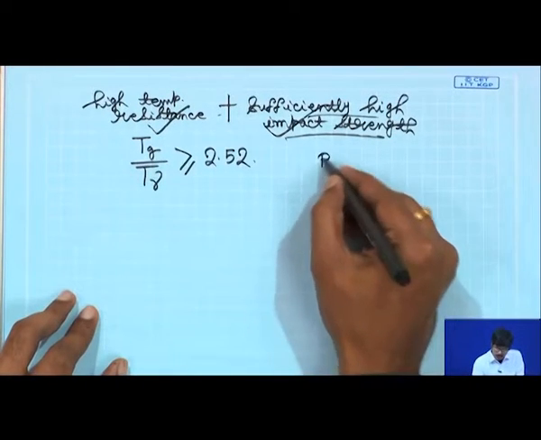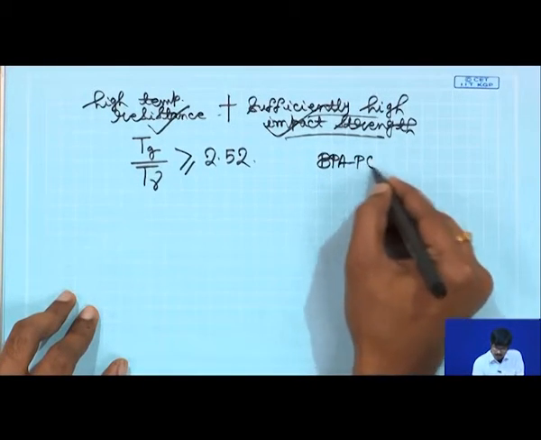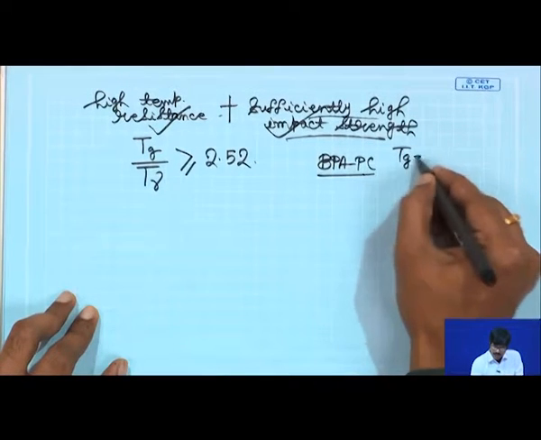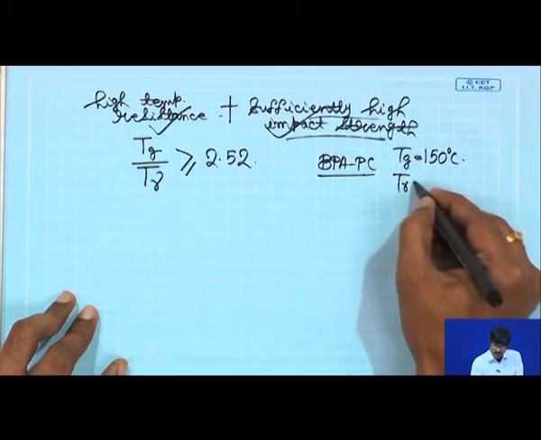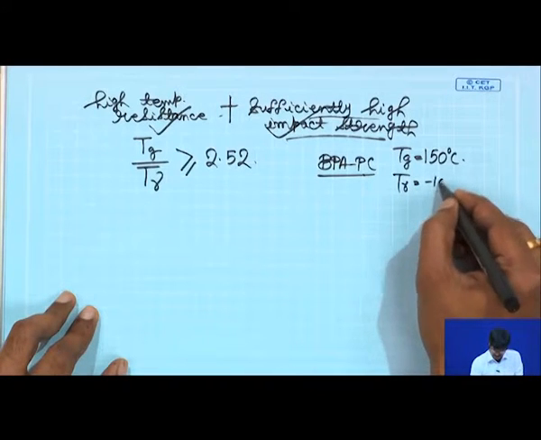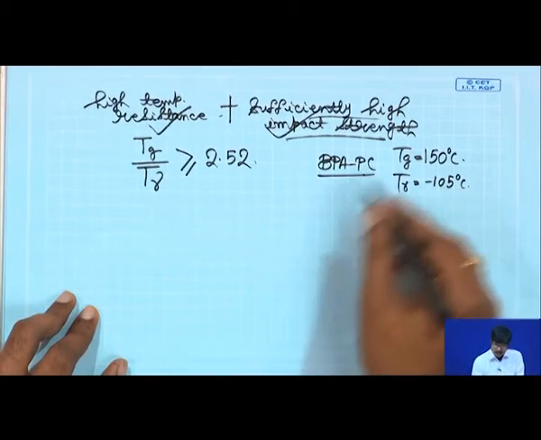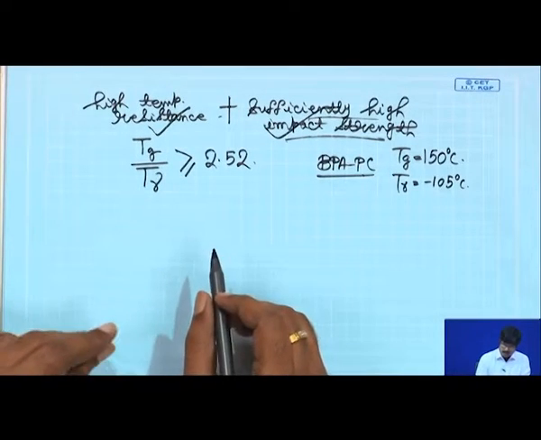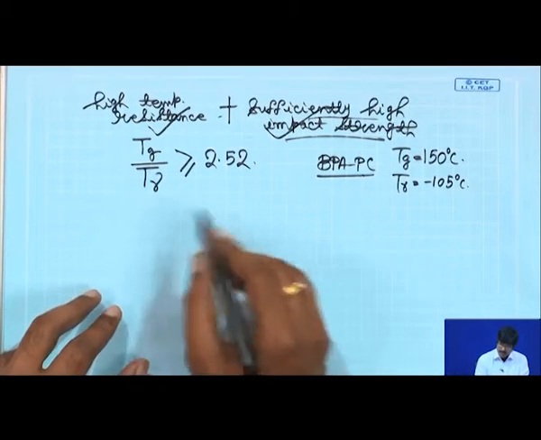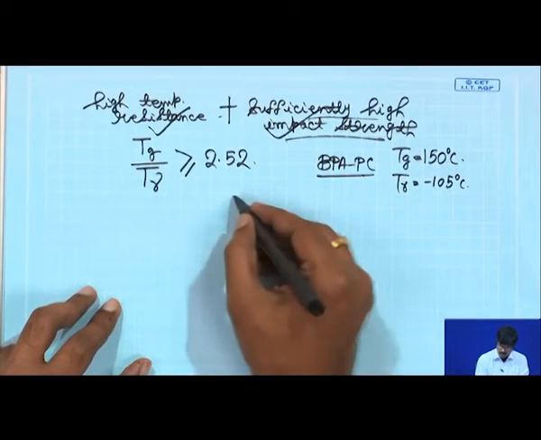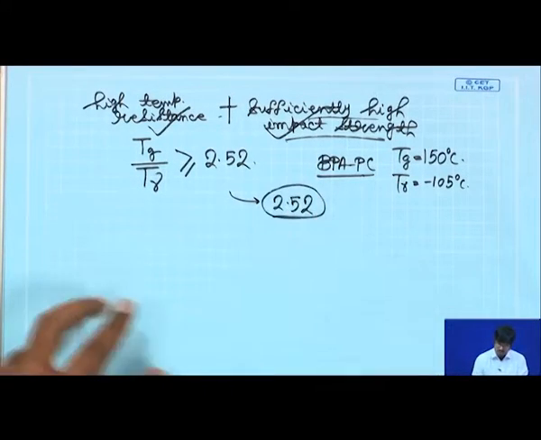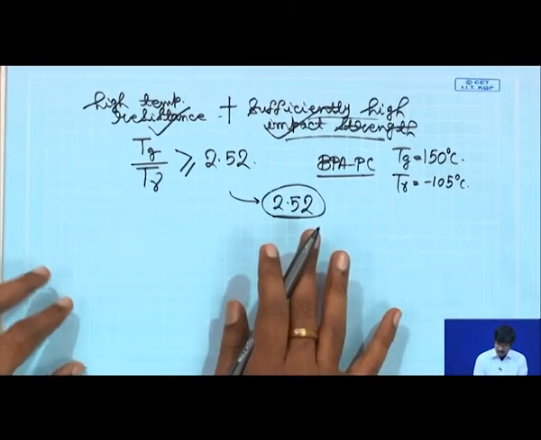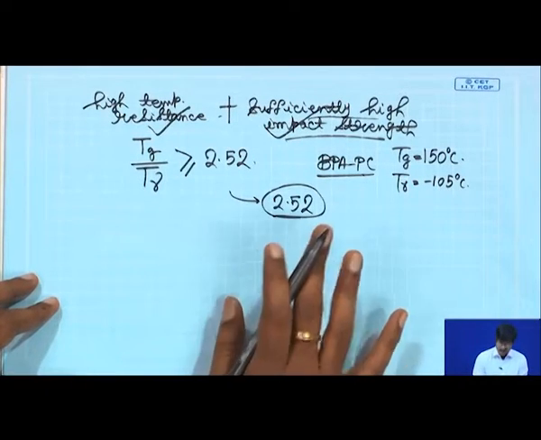So, if you are looking at bisphenol A polycarbonate, what is this ratio? For that, Tg is around 150 degrees Celsius and your T gamma is around minus 105 degrees Celsius. So, if you look at this ratio, it is somewhere around 2.52. So, that meets this criterion. So, your material has high impact strength.